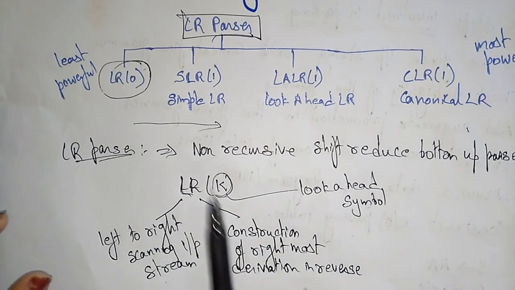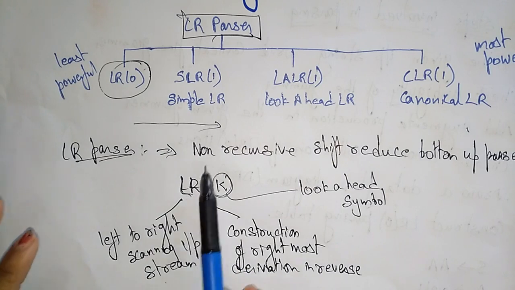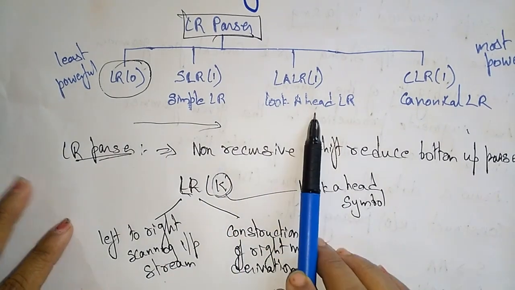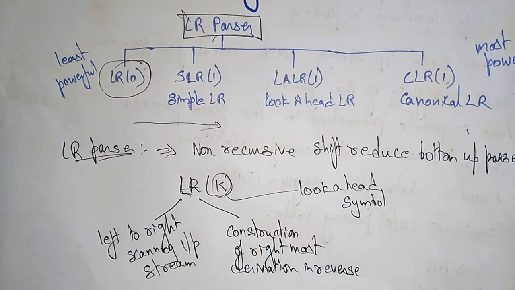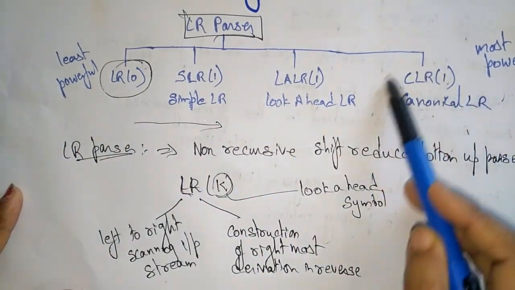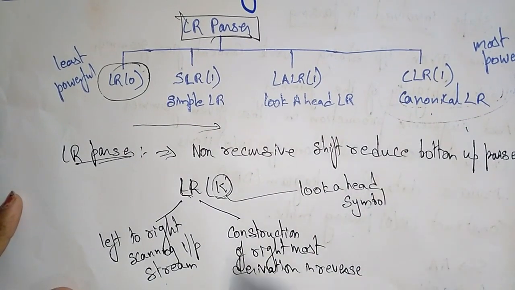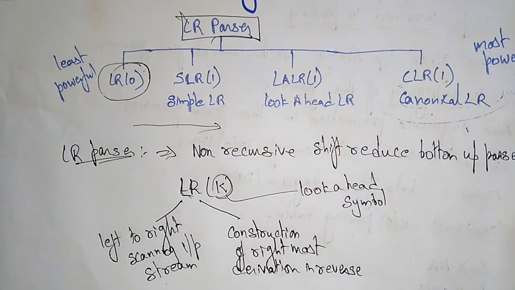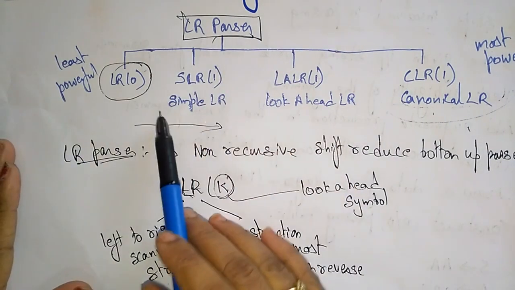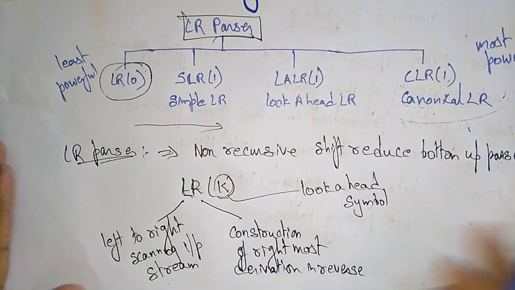I said there are three widely used algorithms available for constructing an LR parser: SLR, LALR and CLR. The canonical LR we will use in the examples while we are discussing. So the three main algorithms for constructing an LR parser are LR0, CLR1, LALR1. Now let's see what these terms are.